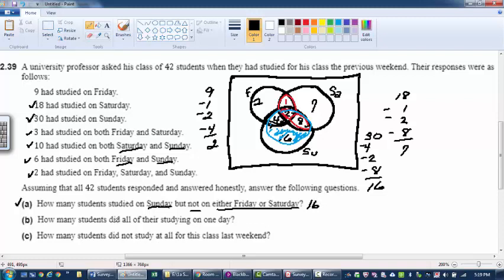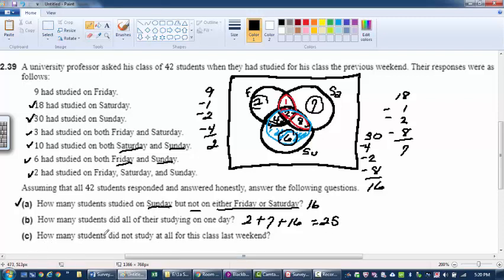Next question, how many students did all of their studying on one day? So that would be here, here, and 16. So we have 2 plus 7 plus 16. So that answer would be 25.